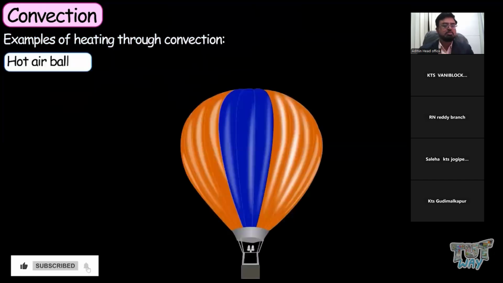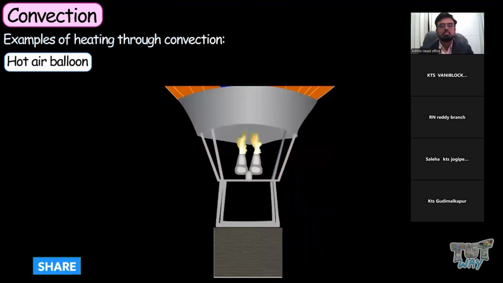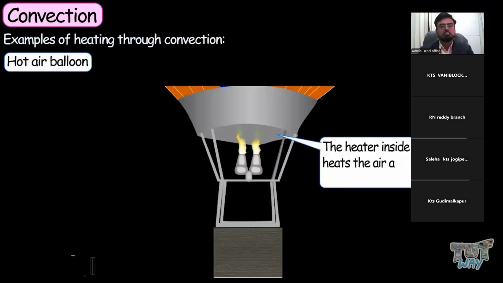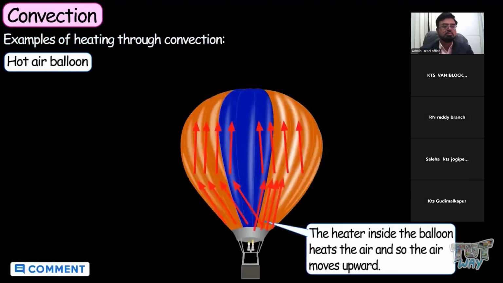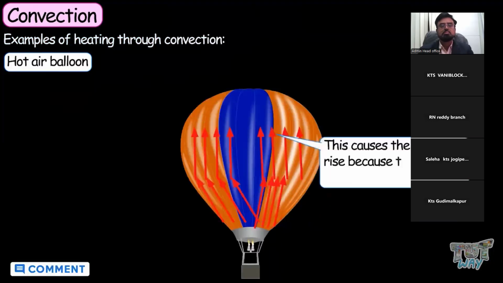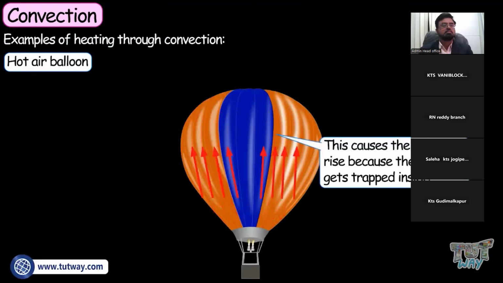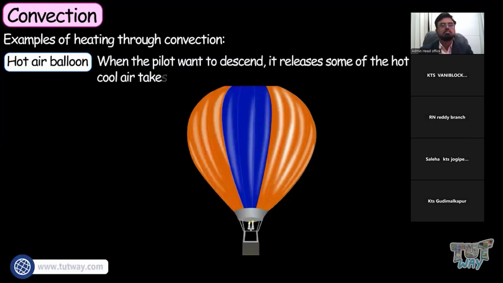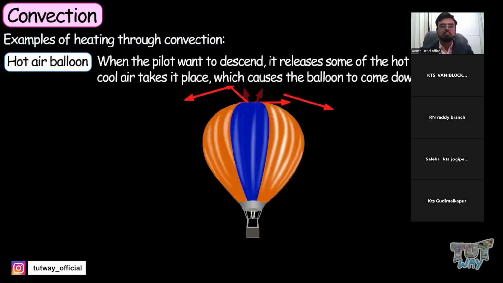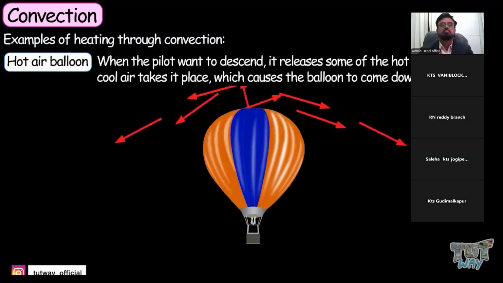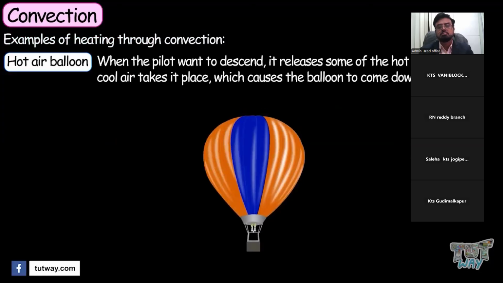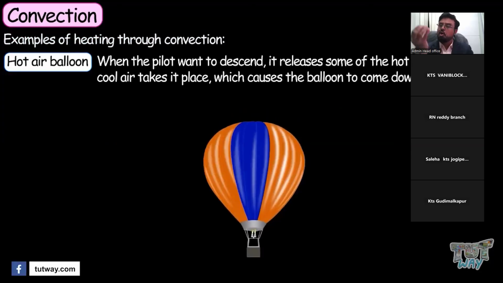Hot air balloons are also examples of heat transfer through convection, as a heater inside the balloon heats the air and so the air moves upwards. This causes the balloon to rise because the hot air gets trapped inside. And when the pilot wants to descend, he releases some of the hot air, and cool air takes its place, which causes the balloon to come downwards. See, going up, hot air is required.